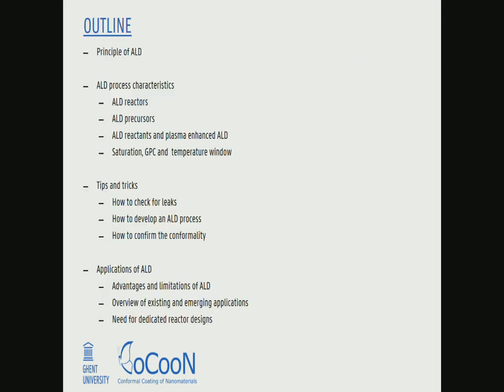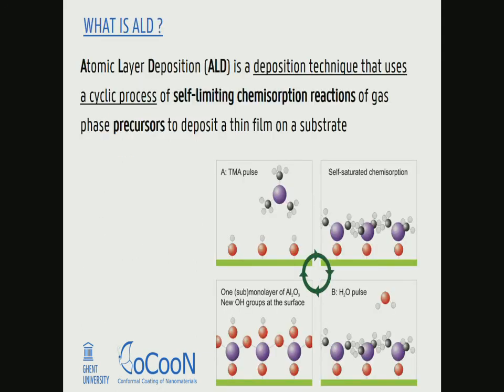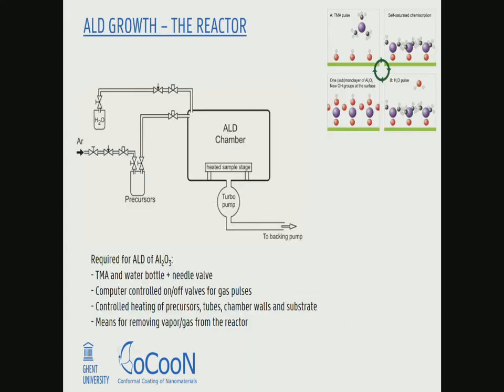So to discuss in a little bit more depth the process characteristics, I will start off by what you could call a definition of ALD. So ALD is a deposition technique that uses a cyclic process of self-limiting chemisorption reactions of gas phase precursors to deposit a film. A lot of words, but we'll go by what's underlined. So it's a deposition technique that uses a cyclic process of gas exposure, which means that you will need to have a device in which you can do this.